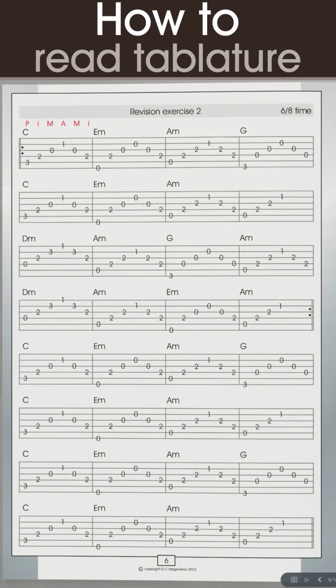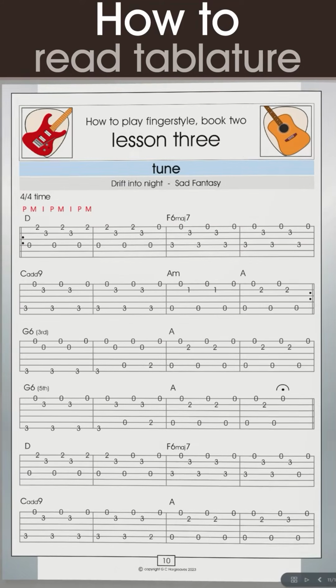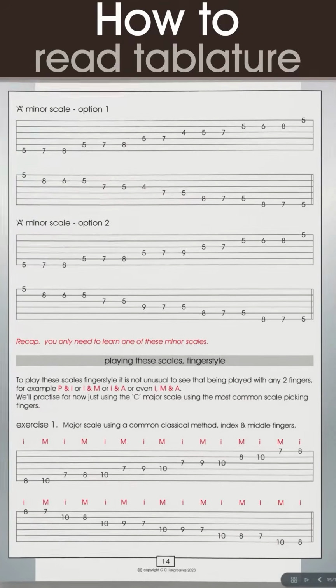Tablature is the same for left-handed and right-handed guitarists, and with practice you can learn any tune you want.